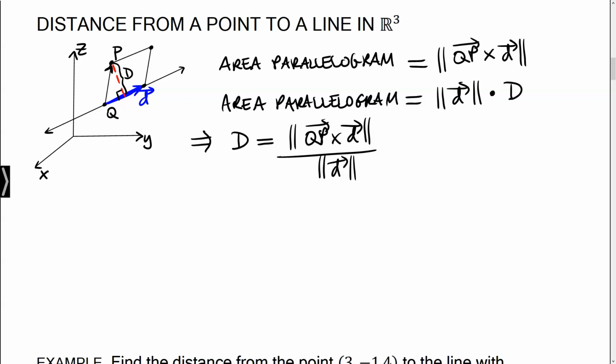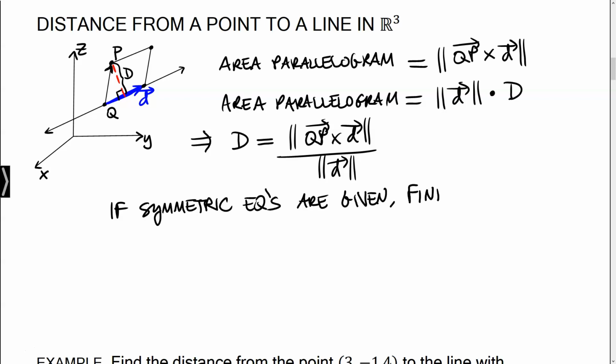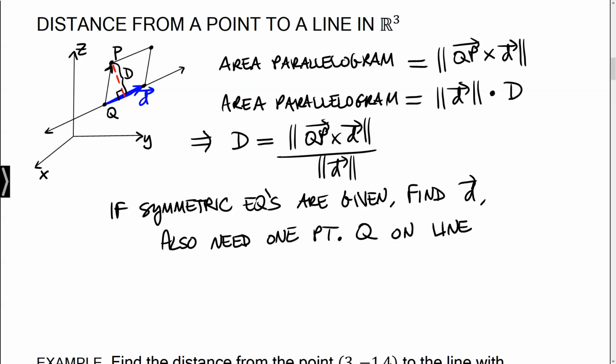So the only real thing to say here that might be a little bit tricky is, if you're given symmetric equations, then you have to actually figure out the direction vector. That's not much to do. And you have to observe one particular point, just pick a particular point, Q, on the line. Okay, but these are not really difficult things to do. So once you get the point Q and you get the direction vector D, then you go ahead and use this formula.